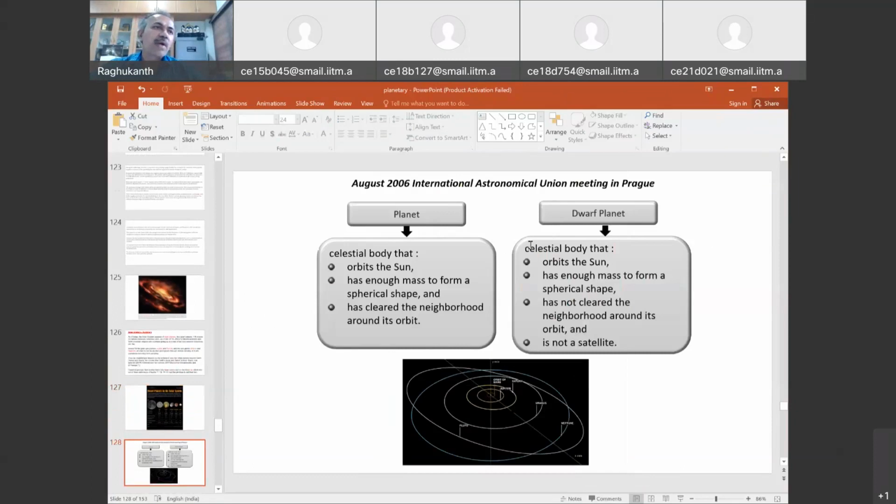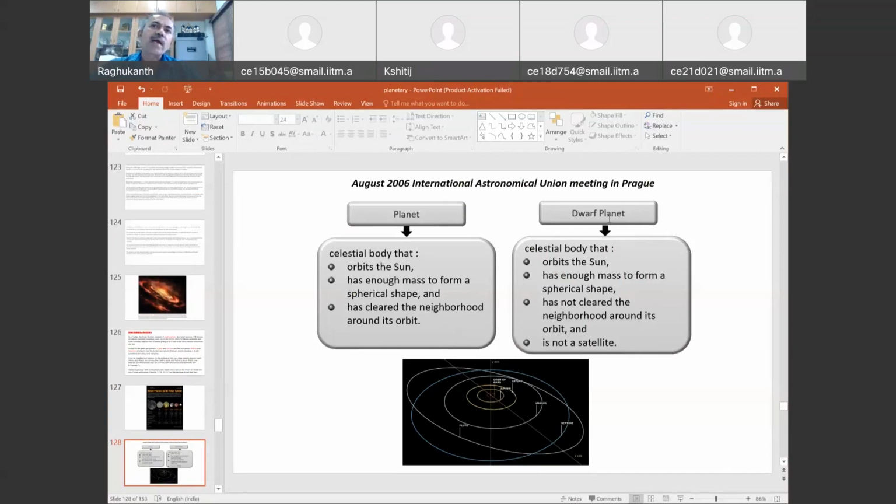Now we are coming to the proper definitions. In August 2006, the International Astronomical Union, the IAU, an authorized body that gives these definitions, defined what is a planet and what is a dwarf planet. You can find these in Google also. A planet should orbit the sun, have enough mass to form a spherical shape, and have cleared the neighborhood around its orbit. It should be gravitationally very strong, have its own orbit, and not collide with others.